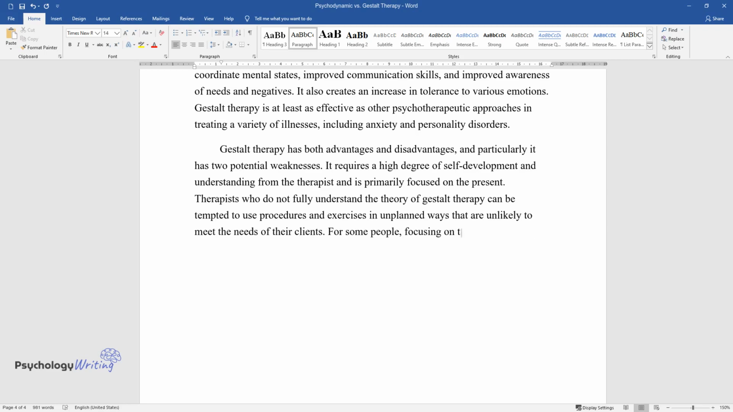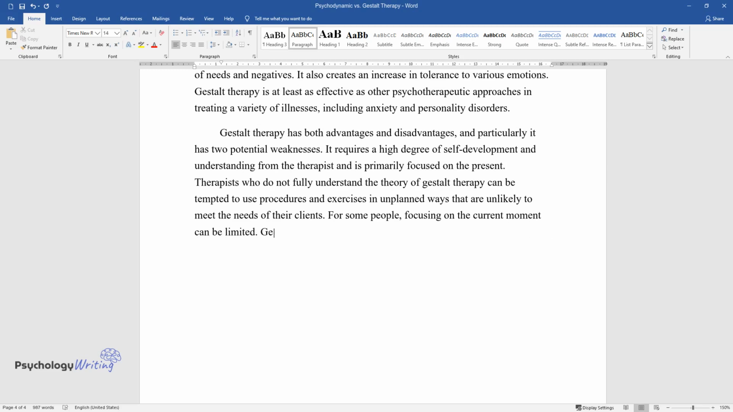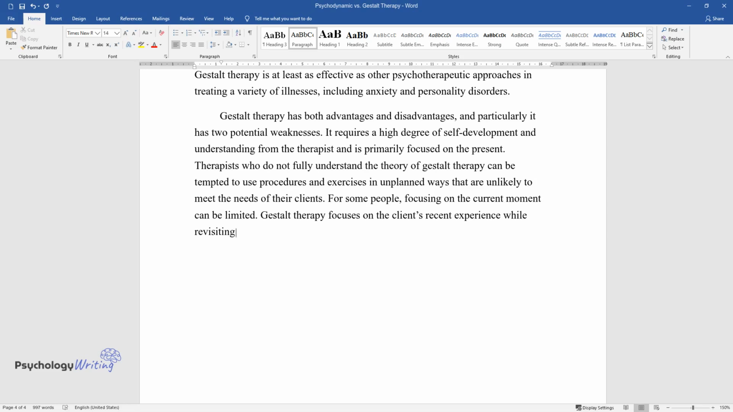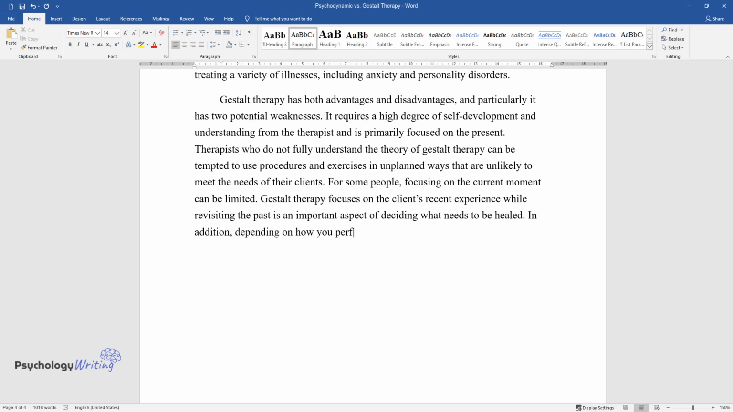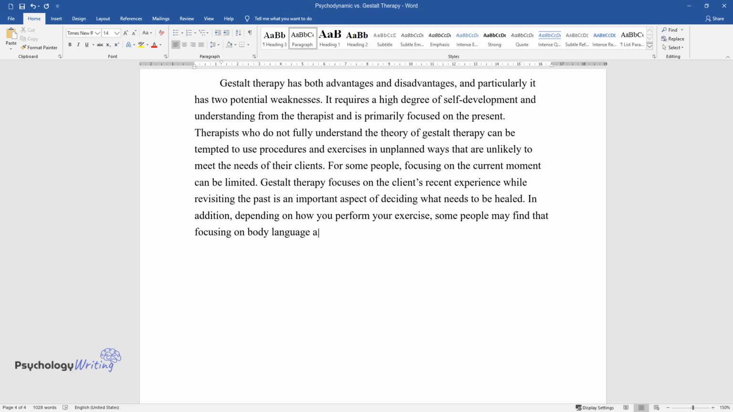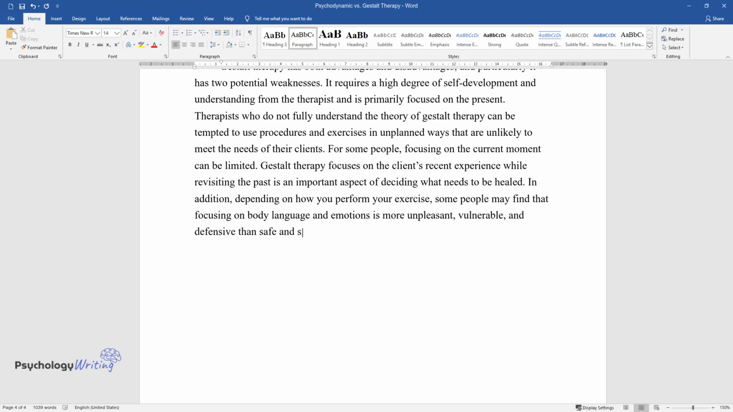For some people, focusing on the current moment can be limiting. Gestalt therapy focuses on the client's recent experience, while revisiting the past is an important aspect of deciding what needs to be healed. In addition, depending on how you perform your exercise, some people may find that focusing on body language and emotions is more unpleasant, vulnerable, and defensive than safe and supported.